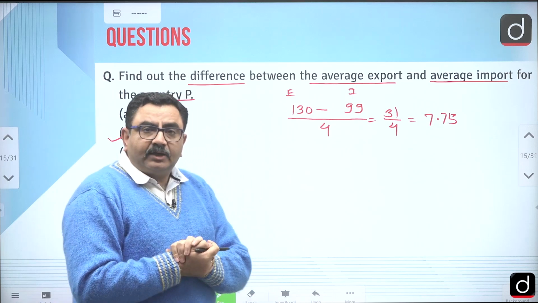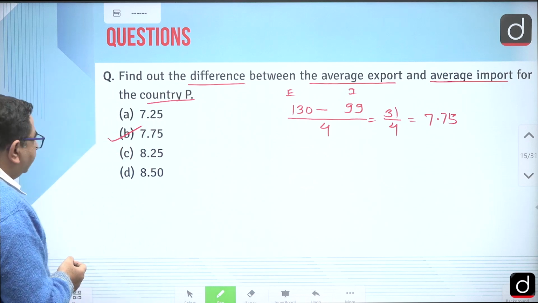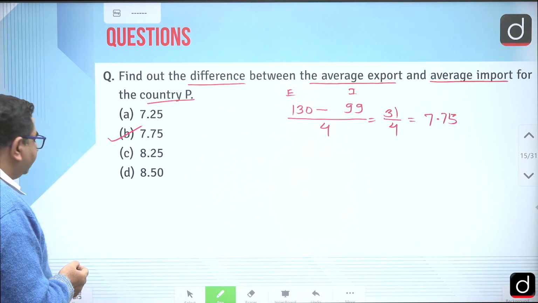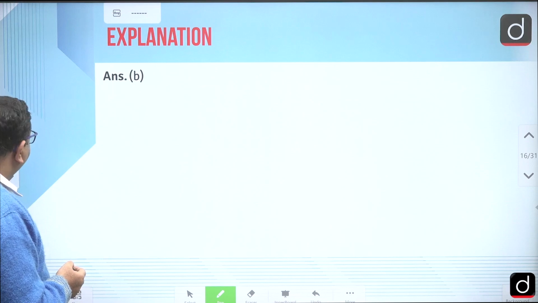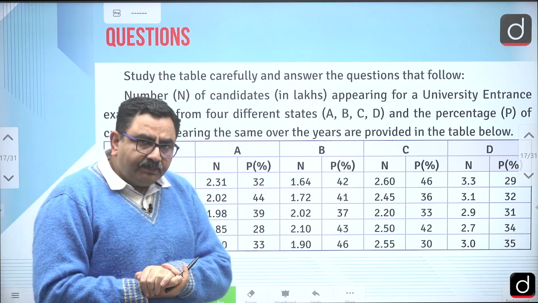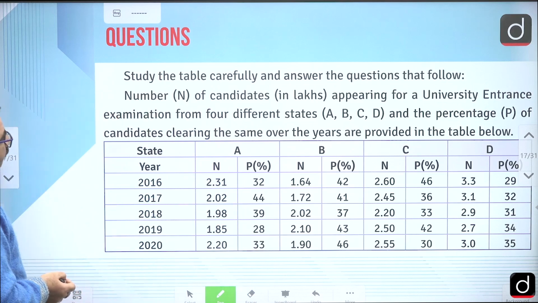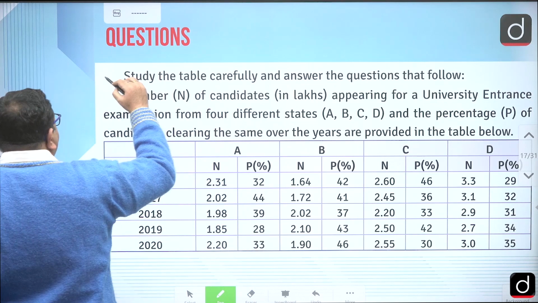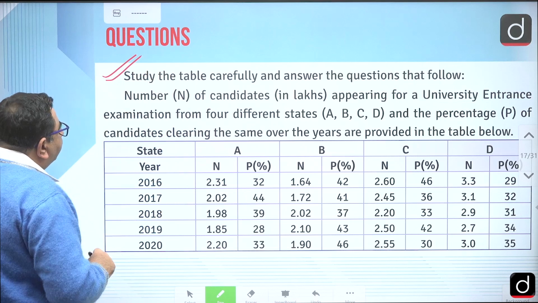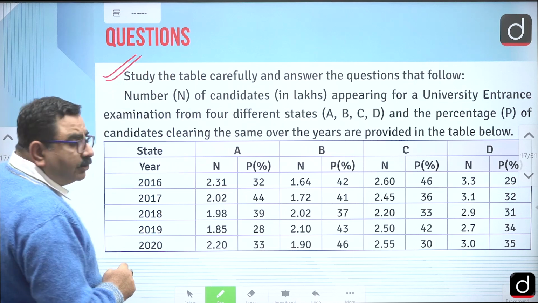Now the next question will be there, which is somehow calculation intensive, and we have to check also how we can simplify the calculations, right? Now we'll see, this is the second table, right? Second set of DI. In this, study the table carefully and answer the questions that follow.